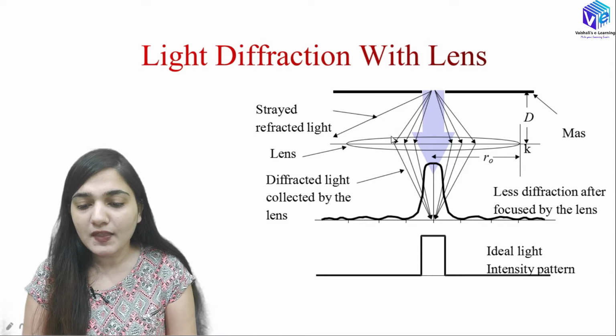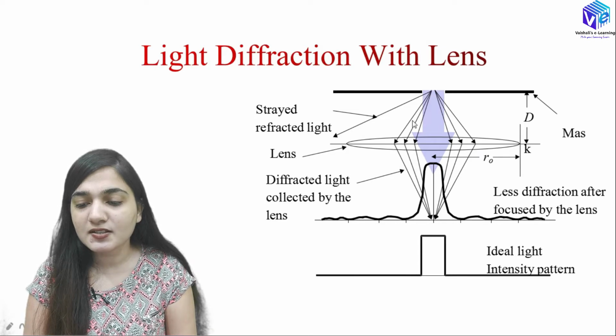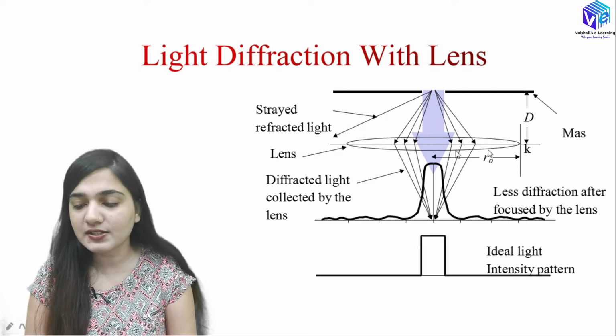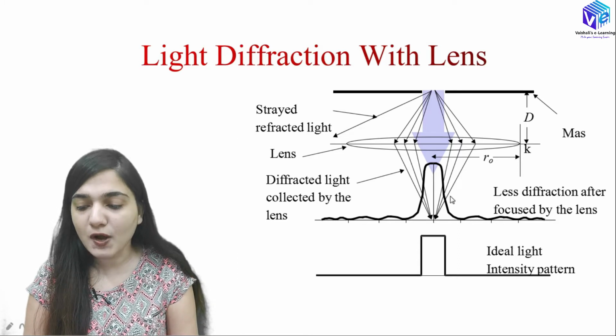Now this is the refracted light, and this is the diffracted light. When the diffracted light passes through this lens, it is collected by the lens, and less diffraction is observed after it has passed through the lens. So we have less diffraction after it is focused by the lens.